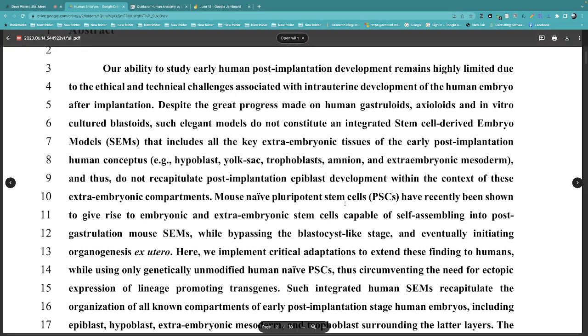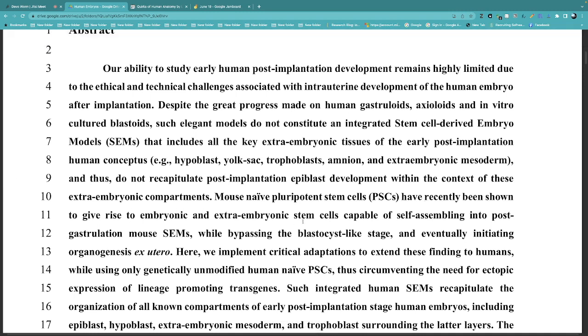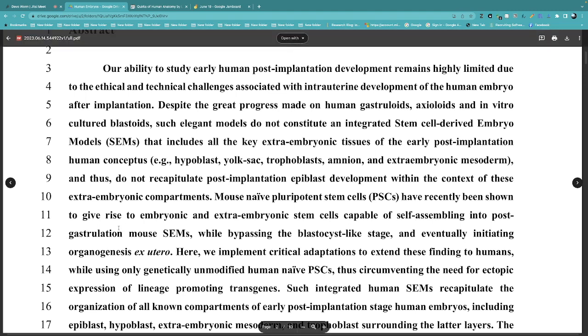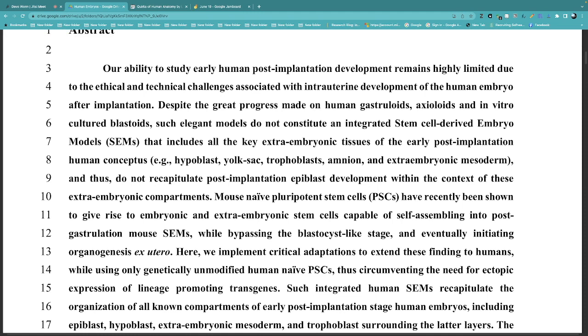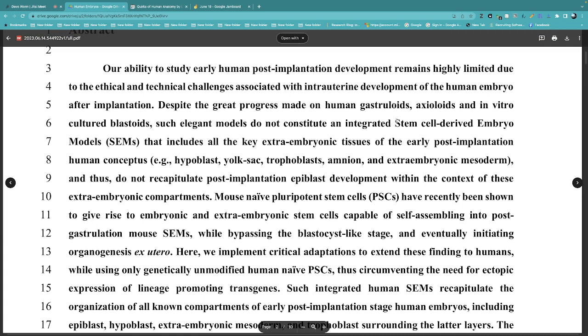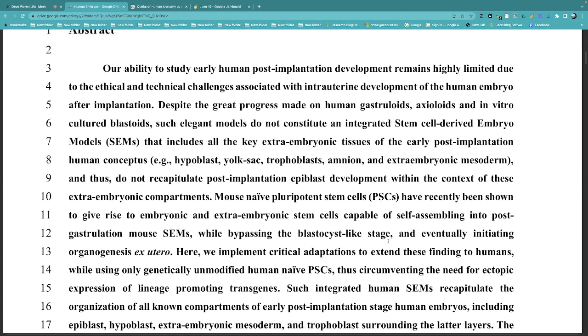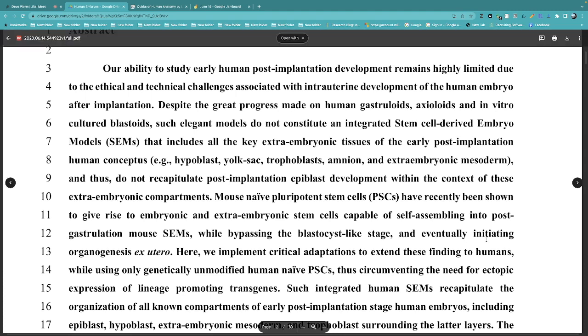But mouse-naive pluripotent stem cells have recently been shown to give rise to embryonic and extraembryonic stem cells capable of self-assembling into postgastrulation, which is a stage in development, mouse SEMs, and SEM is this stem cell-derived embryo model, while bypassing the blastocyst stage and eventually initiating organogenesis ex utero.